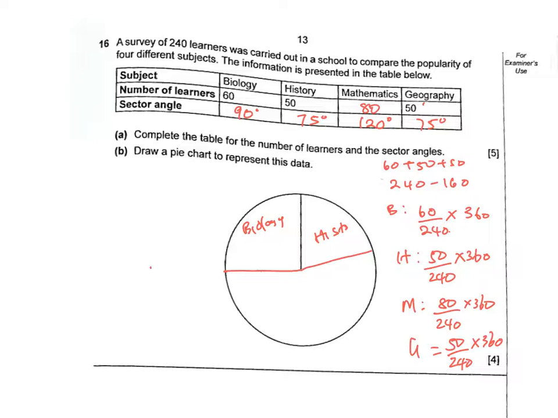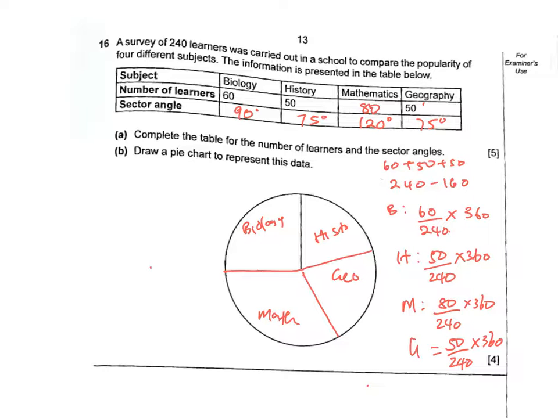Then from there I measure 75 here, to see if it will be within. 75 is somewhere here. And that means the remaining one is for mathematics, which is 120. So I'll have something like that. Okay. And then I write this as geography. And then this one, I don't even have to measure it, that is for mathematics.